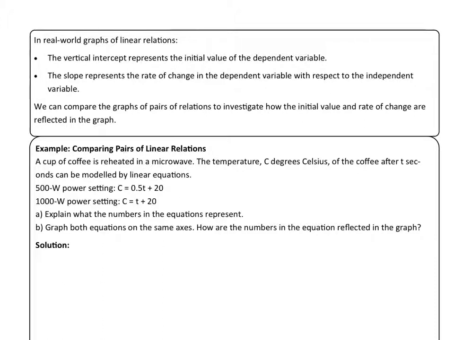Let's compare pairs of linear relations. A cup of coffee is reheated in a microwave. The temperature, C degrees Celsius, of the coffee after T seconds can be modeled by linear equations. The 500 watt power setting has it as C equals 0.5T plus 20, and the 1000 watt power setting is C equals T plus 20. A: Explain what the numbers in the equations represent. And then B: graph both equations on the same axis. How are the numbers in the equation reflected in the graph?